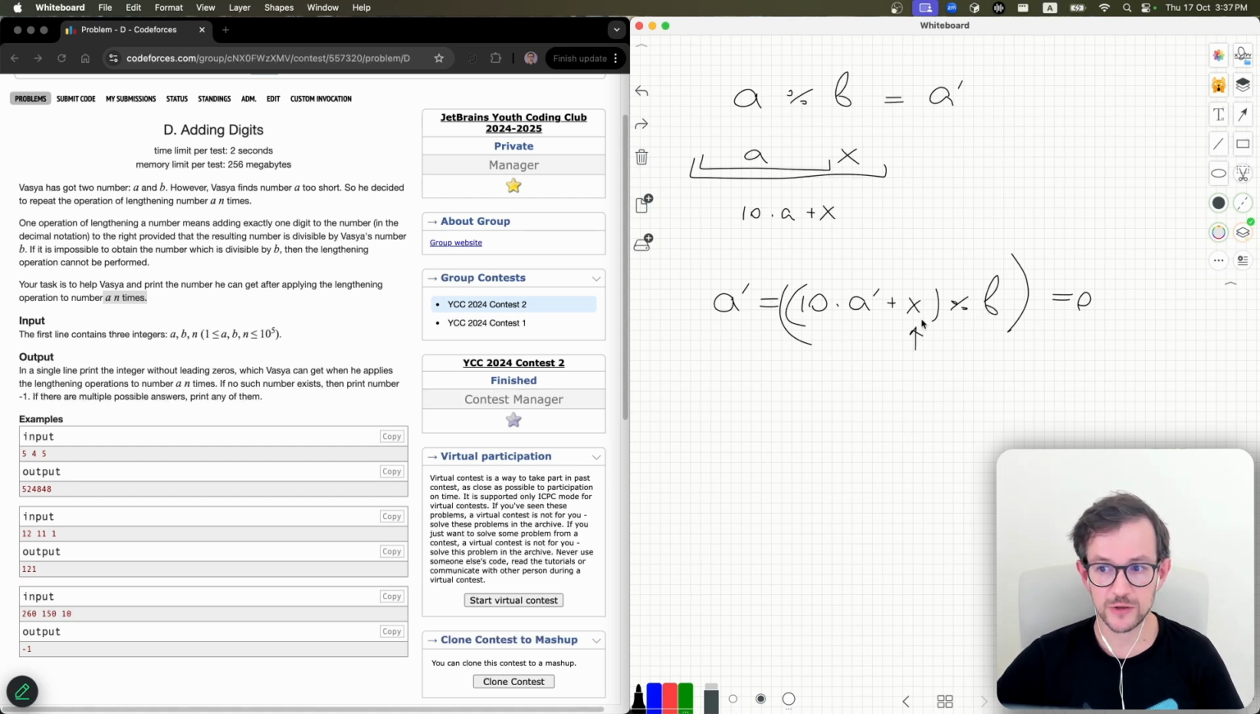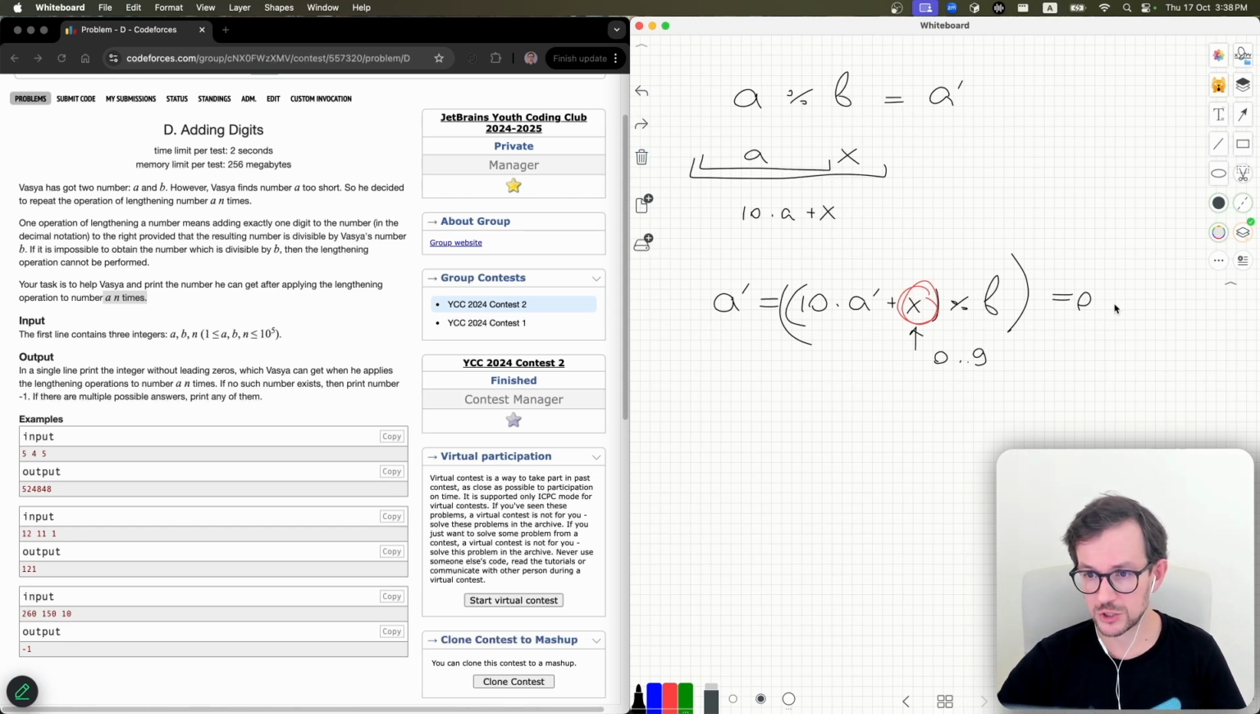And you can just iterate through all possible x's. We have decimal digits, so this x should be something from 0 to 9. You can just check all digits from 0 to 9 and see if they produce a number divisible by b or not. It's one way to do it.